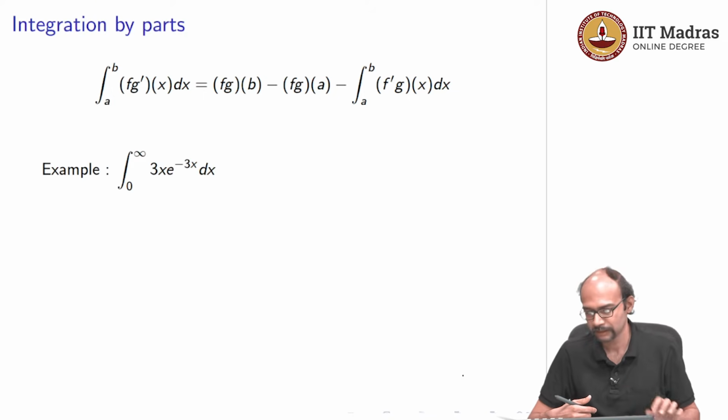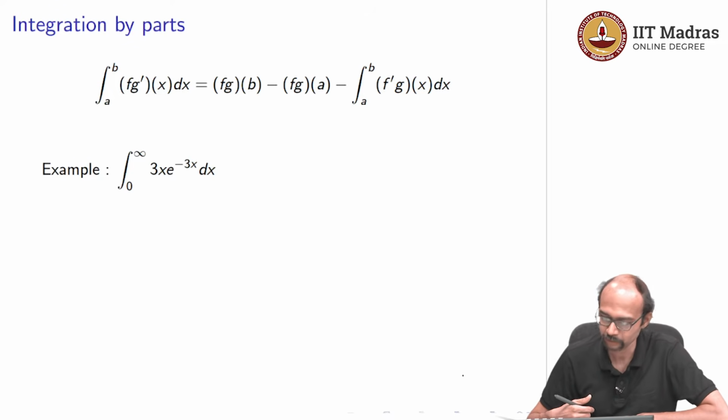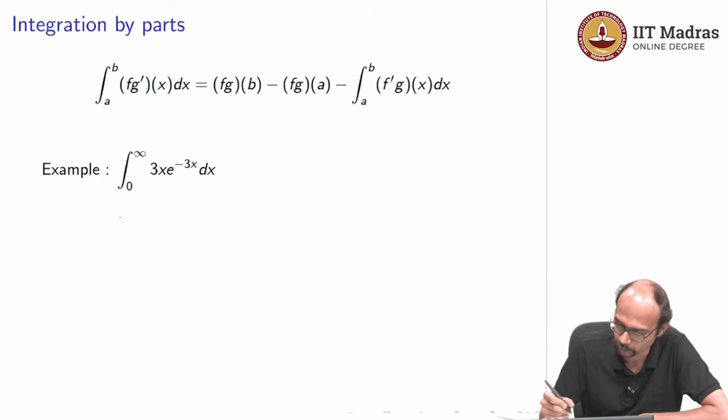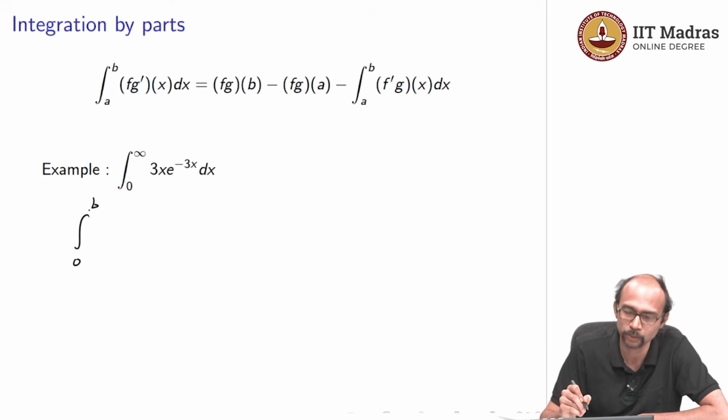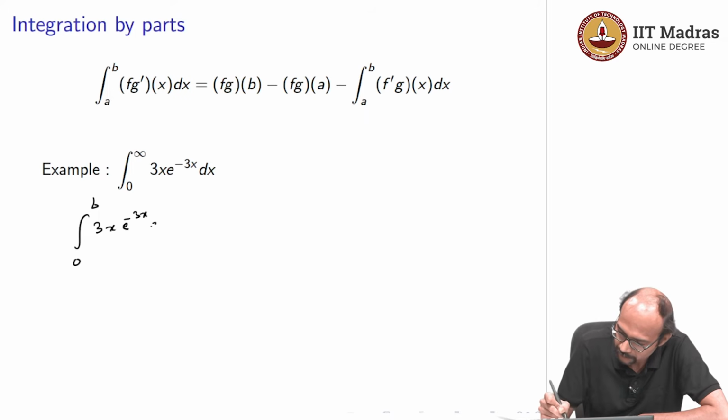Here is an interesting example which you may actually see later on, maybe in your statistics course. The integral from 0 to infinity of 3x e to the power minus 3x. I am deliberately taking infinity here to make you comfortable with the idea of integrating till infinity. To do this, we have to integrate from 0 to b and then take the limit as b tends to infinity. So, let us see what this is. This is 3x times e to the power minus 3x dx.